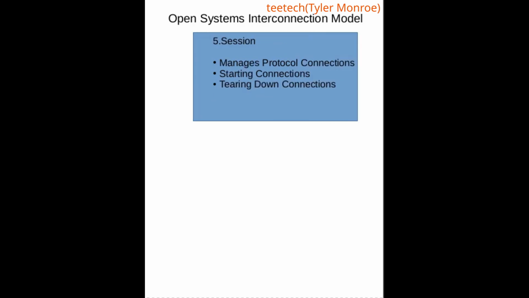But going down to the session layer, that is layer 5, and this manages the protocol's connections. So everything like HTTPS, Telnet, all those things, it manages starting them and stopping them, making sure resources are available for them, and things like that.